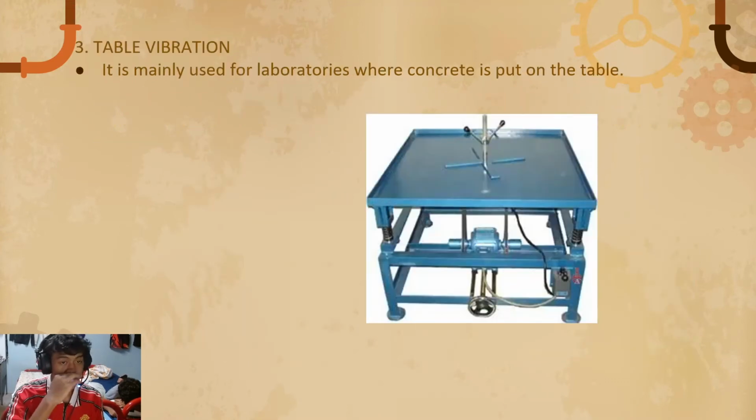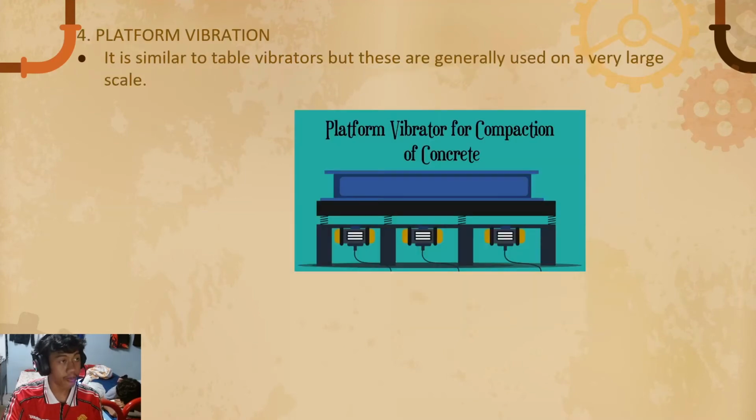For the third one, table vibration. It is mainly used for laboratories where concrete is put on the table. Fourth, platform vibration. It is similar to table vibration, but these are generally used on a very large scale.